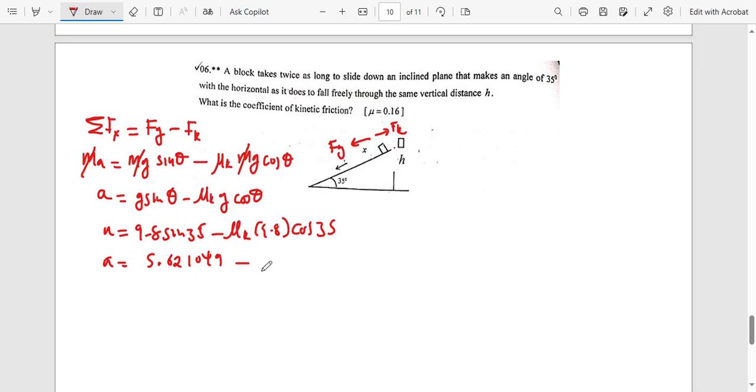That has given me, so I've got, of course, mu k times 8.02769. We have got two unknowns, so we can't solve this. But we know that the time it takes to fall down the incline is twice the time it takes for the block to drop down.